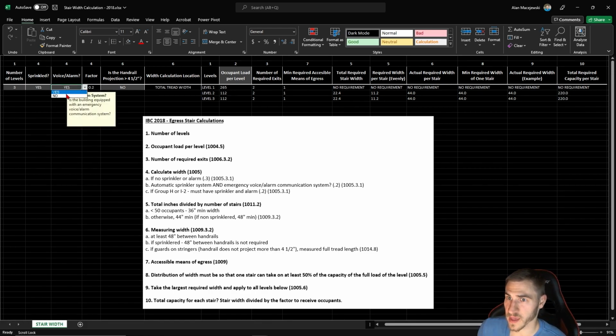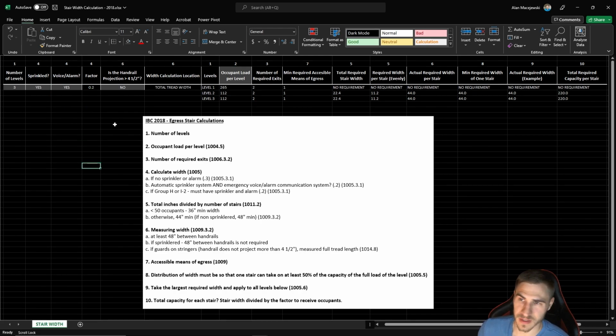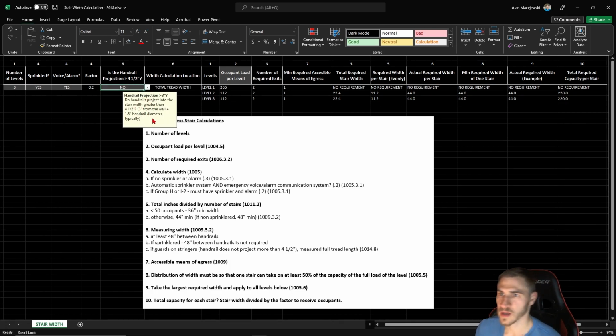You can obviously see that they do change very slightly, not a lot because we don't have a huge occupant load. That's just the way it is. And then finally, we need to look at this, and I put this on no. Basically, is the handrail projection greater than 4.5 inches? If I were to explain that, this is a better explanation, and I have it baked in here. Again, this is a yes or no question.